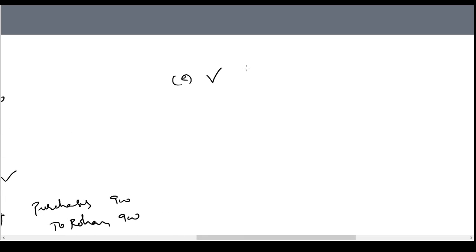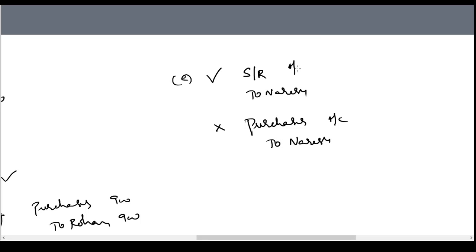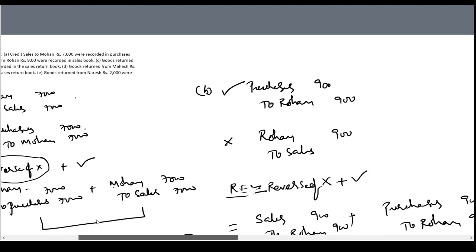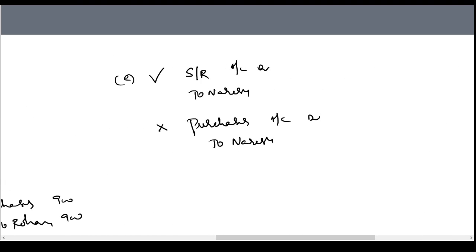Goods returned by Naresh means we should have passed the entry sales returns to Naresh. But what we have done, instead of recording it in the sales returns book, we have recorded it in the purchases book. We have passed the entry purchases to Naresh. What was the amount? 2,000 rupees. This is the correct entry we should have passed. Sales returns to Naresh is the correct entry, but we have recorded it in the purchases book.